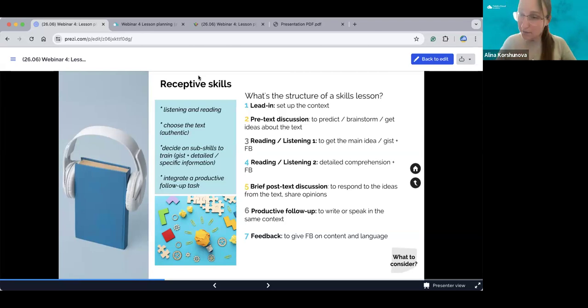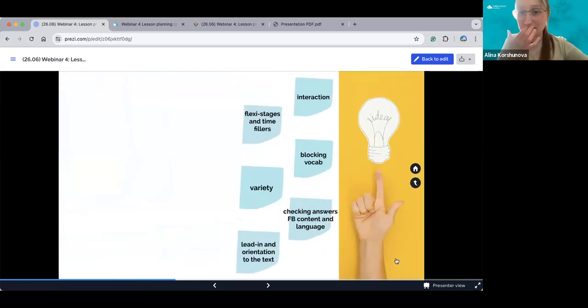So think what follow-up task you would give to your students, and what to consider while planning this type of lesson. Of course, these tips would be relevant to any type of lesson, but I decided to put them here. It might be difficult to decide how much time students would need to read the text, or whether your students would need to listen to the text twice or three times, or whether you would need to listen to some parts a few more times than you can plan. So it might be difficult in terms of timing.